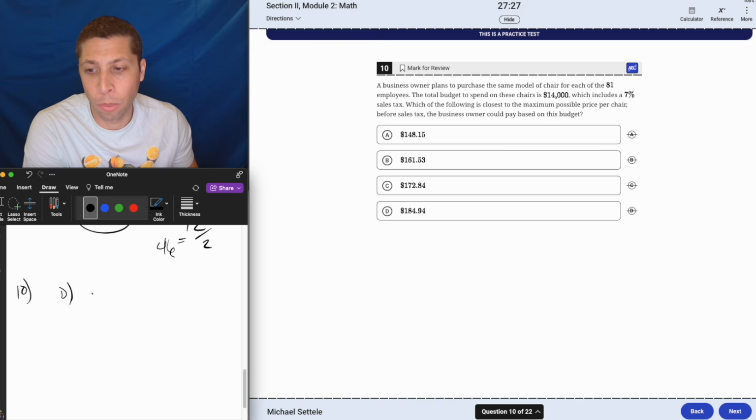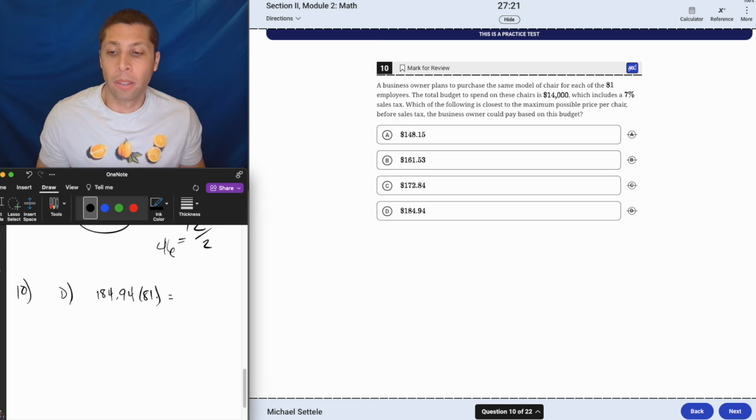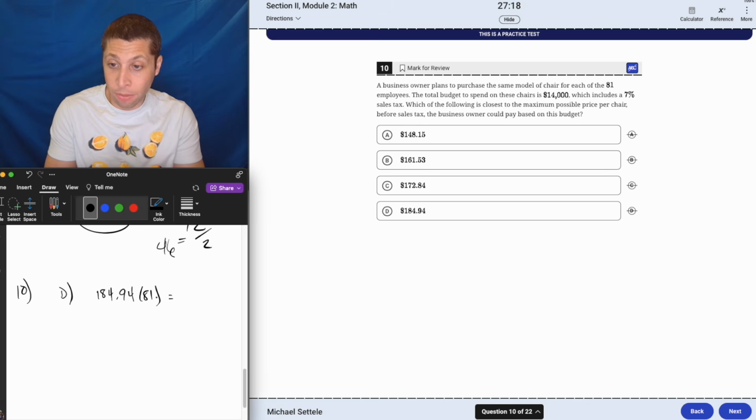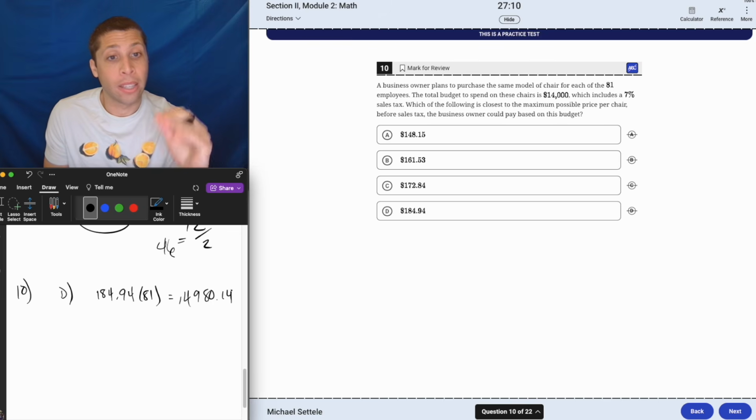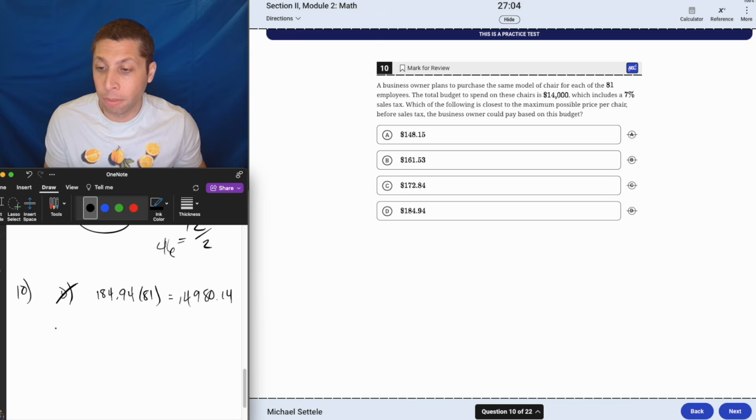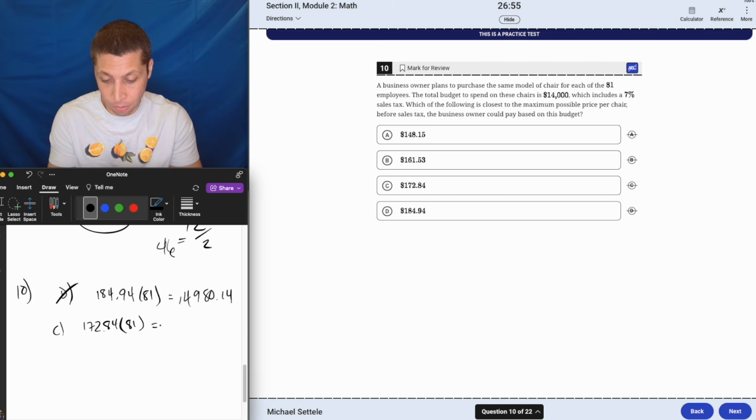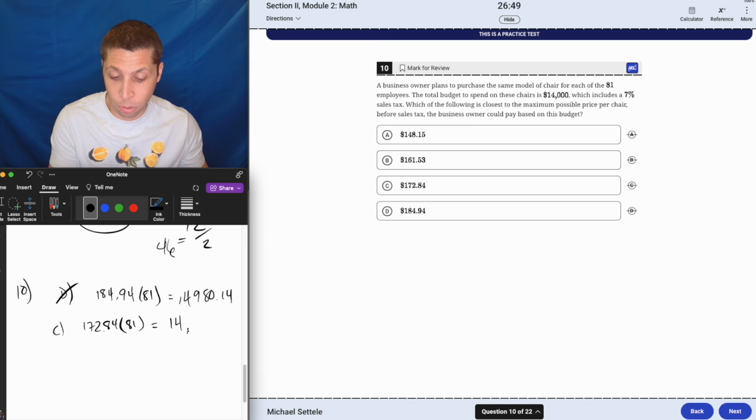184.94. You got to buy 81 of them. So 184.94 times 81 is 14,980.14. We can't go over 14,000 though, and we haven't even included the tax, so we're already over. C, 172.84 times 81 chairs is already over 14,000. Nope, no tax even included.